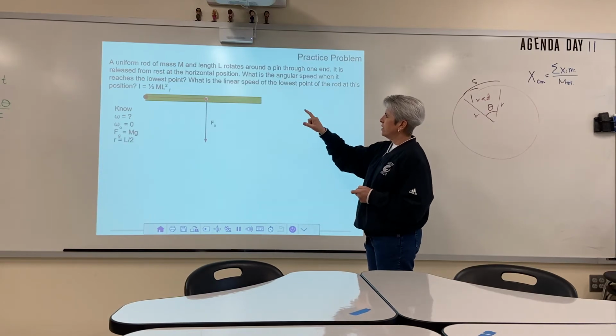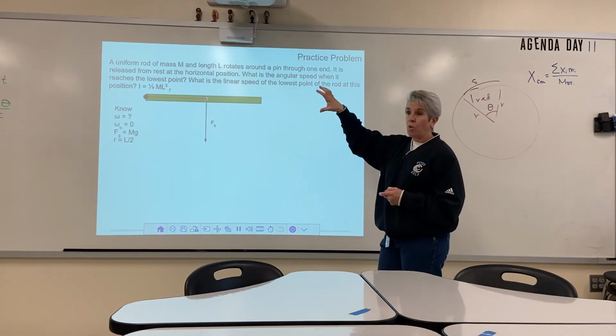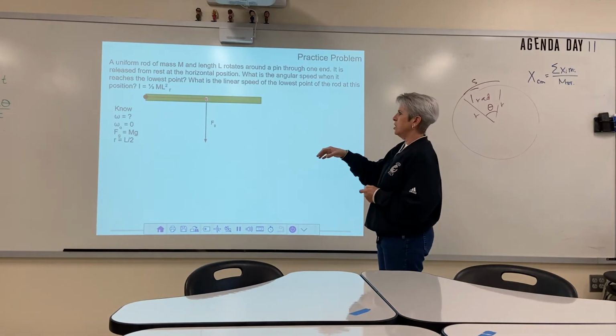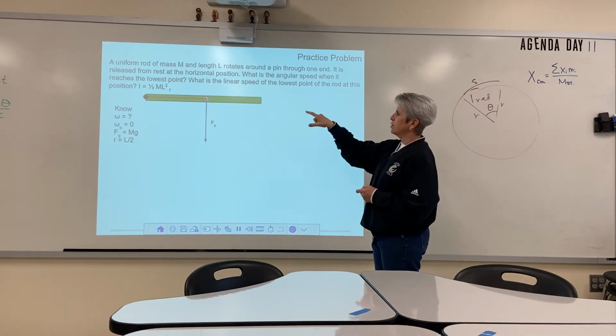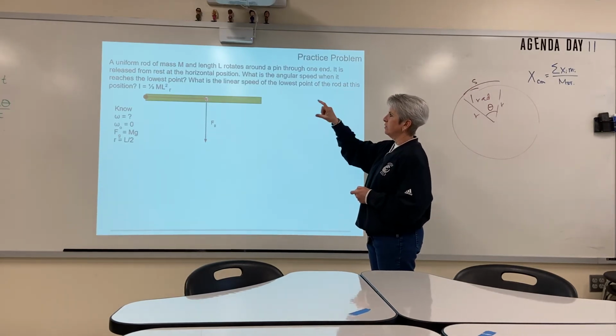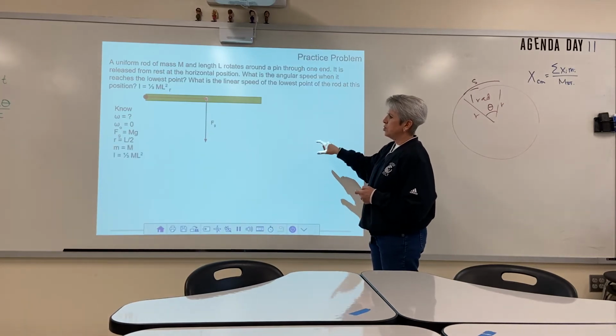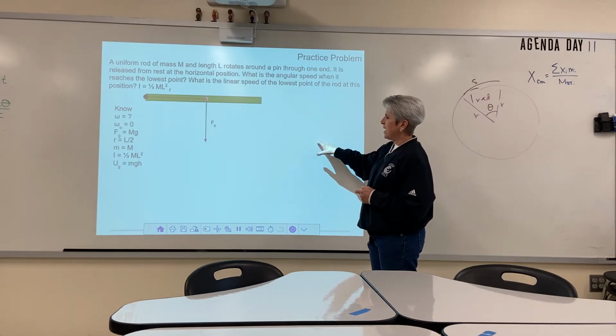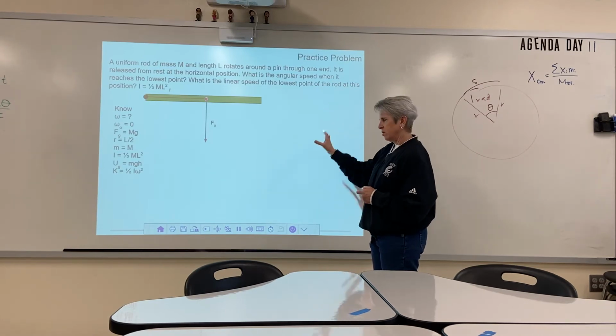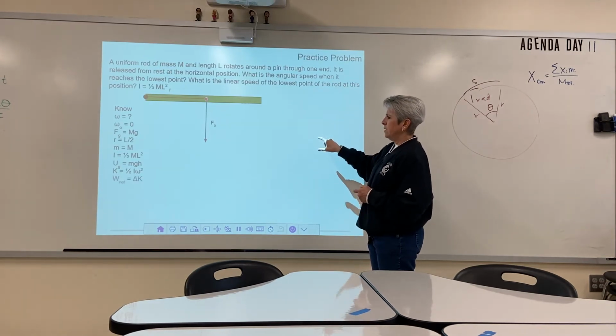The radius on this, because force times radius is torque, and that's what's going to cause this rotation. The radius of this is L over 2. If the full length is L, then the radius is L over 2. The mass is big M. The inertia is 1/3 ml squared. Potential energy is mass times gravity times height. Kinetic energy is 1/2 I omega squared, because this is simply going to rotate. And net work is change in kinetic energy.